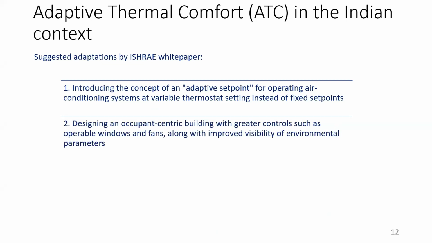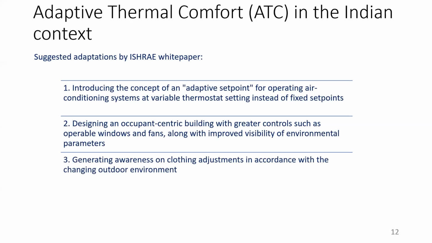Second, designing an occupant-centric building with greater emphasis on providing the occupant with controls such as operable windows, doors, fans can escalate the thermal comfort while reducing the building energy consumption. So here, in addition to controls, offering improved visibility to building occupants on environmental conditions, both indoor and outdoor, and energy will further help the cause.